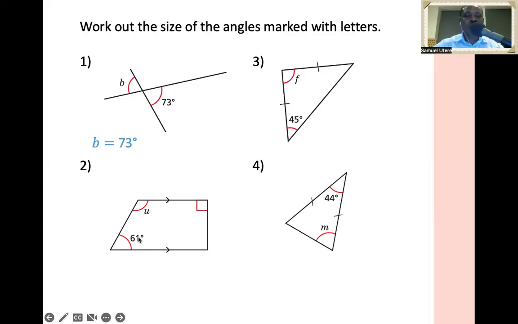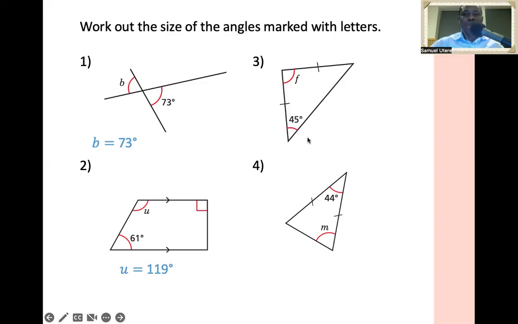For question 2, we see that we have a 90-degree notation mark here. So that should be 90 degrees as well. And here we have 63 degrees. So we can use our quadrilateral angle fact that the sum of angles in a quadrilateral is 360 degrees. When we use that fact, we'll find that 360 subtract 90, subtract another 90, and subtract 61 degrees will give us 119 degrees.